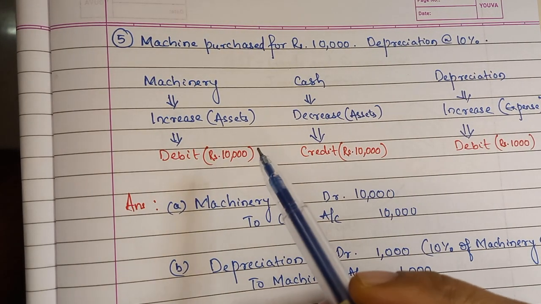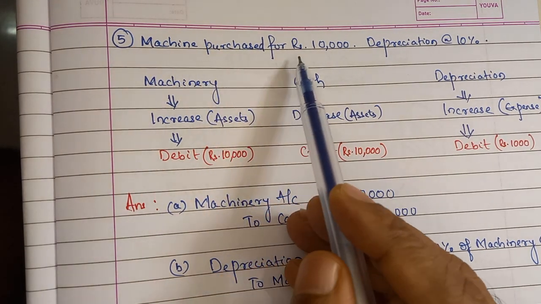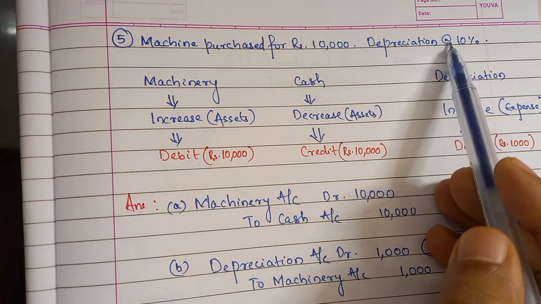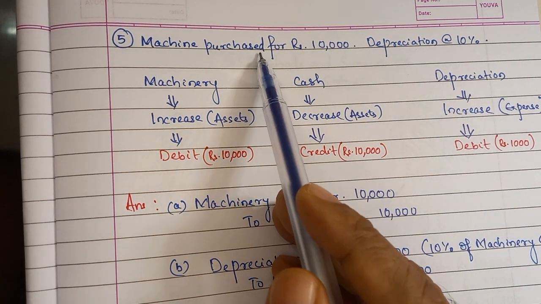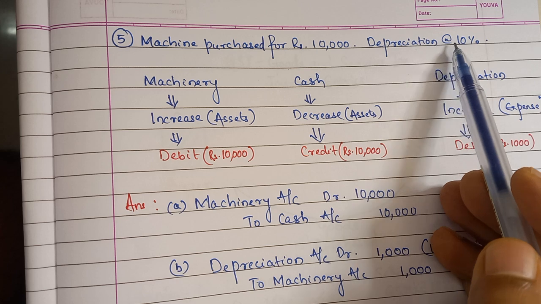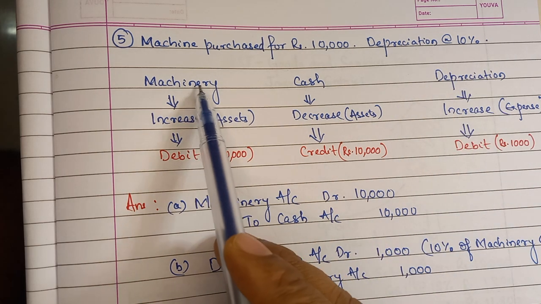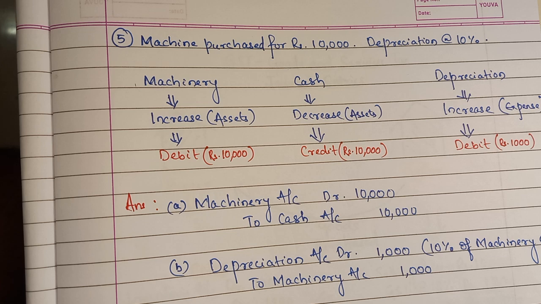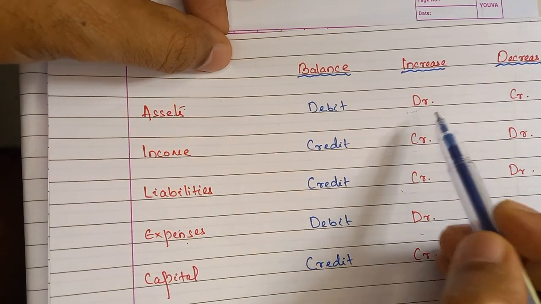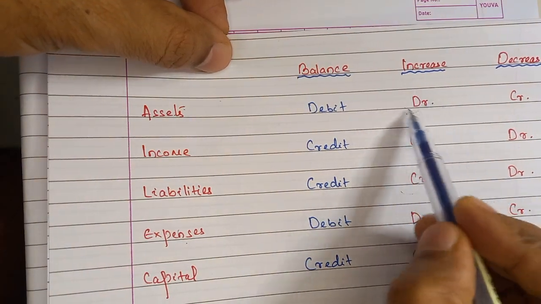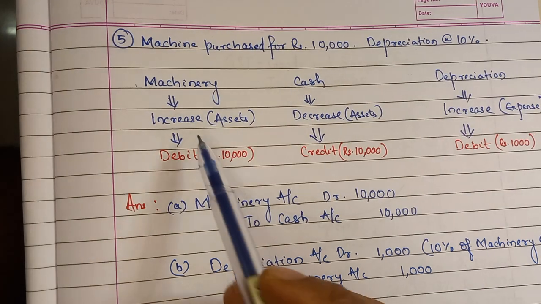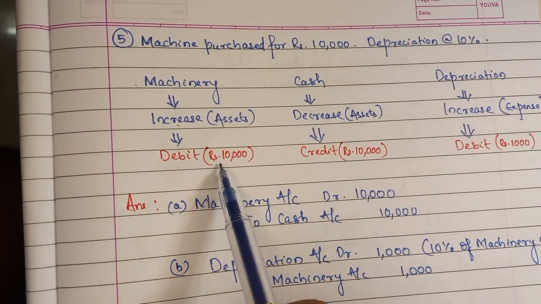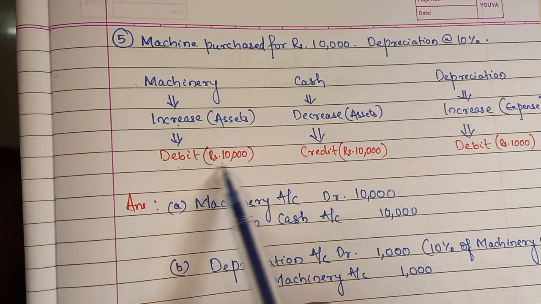Next question, question number 5. Machine purchased for rupees 10,000, depreciation at 10%. So the machine which you are purchasing is an asset for the company, and any increase in asset is always debit. So increase of asset, debit rupees 10,000, right? This is the value of the asset.